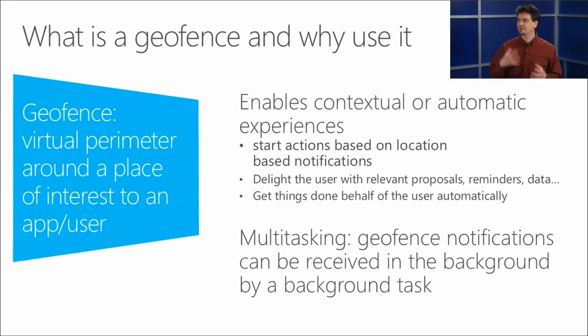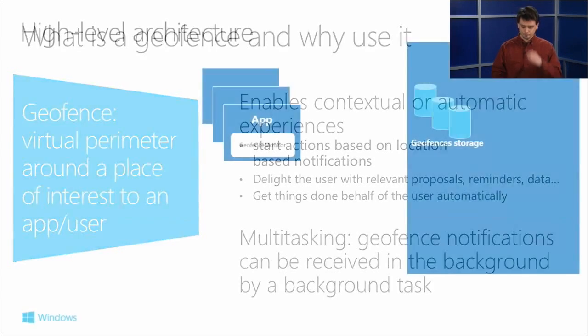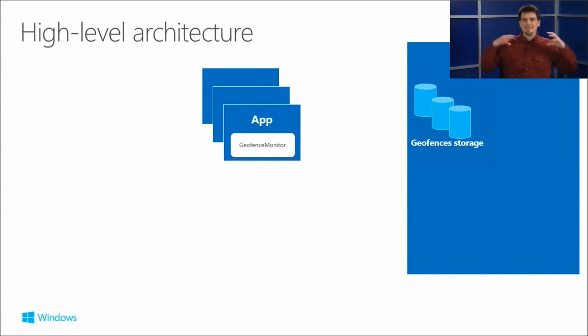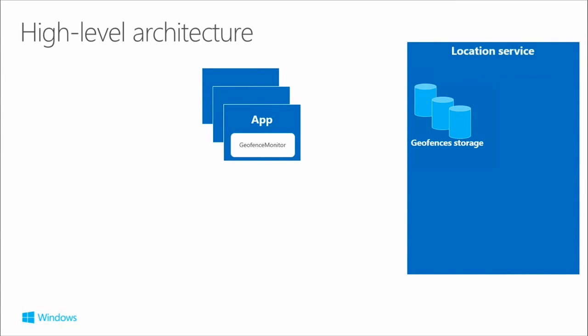And this ties into the background that we did in the previous session, where these geofence notifications can be received in the foreground or they can be received in the background. And so now's the moment everybody's been waiting for, which is an architecture diagram. Here's the high-level architecture of how geofencing works.